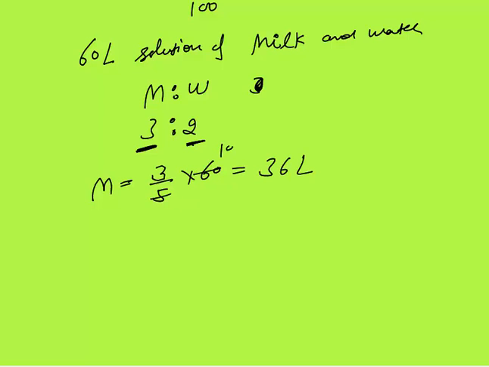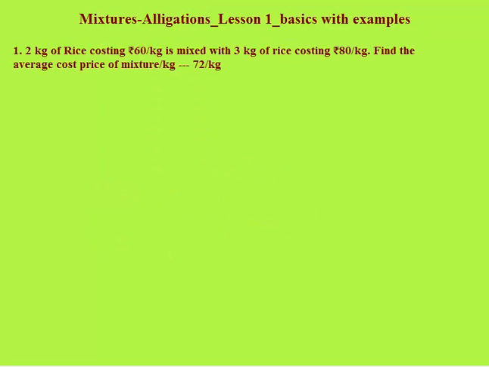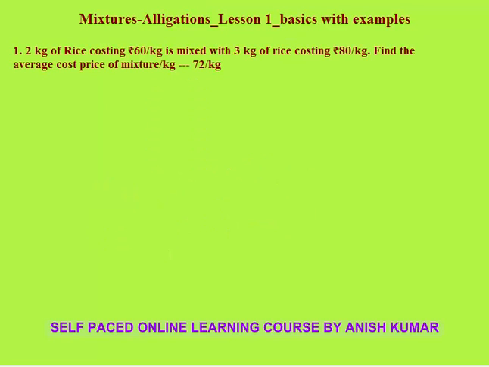5 12s are 60, 12 3s are 36. Same way, water would be how much? 2/5 of 60, that is 24 liters. So in this way we can find the individual quantity of milk and water. Let's discuss the first example where I will make the concept more clear with the help of examples.